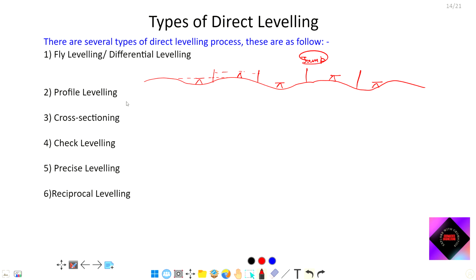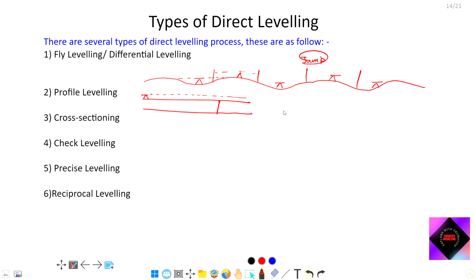Next one is profile leveling. What is profile leveling? If we are taking a longitudinal profile of something like a road or embankment of a canal or river, so if we are doing leveling along a longitudinal direction from one position in a straight line, then it is called profile leveling.